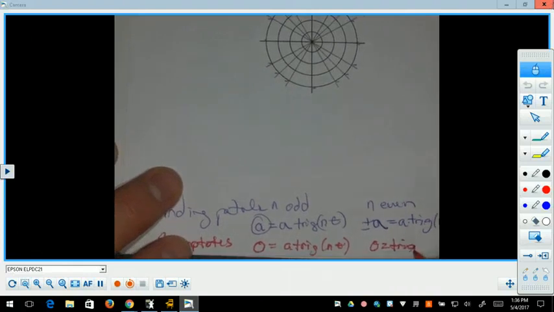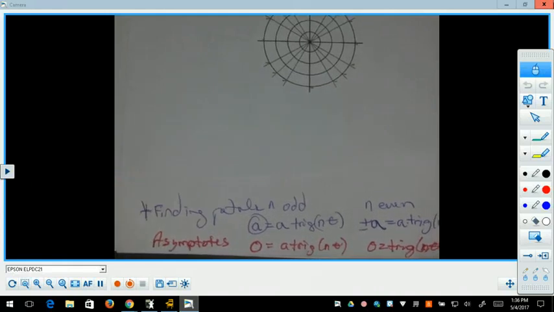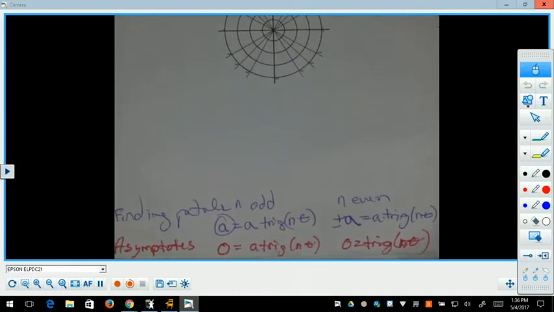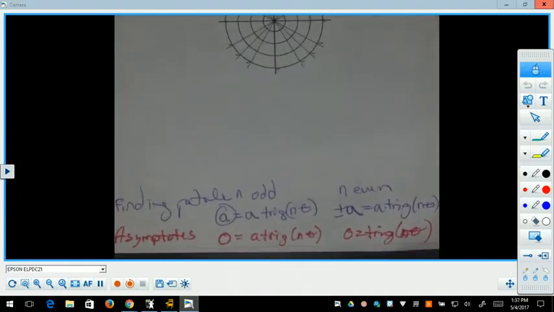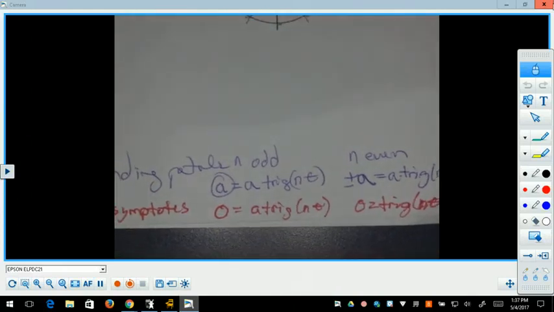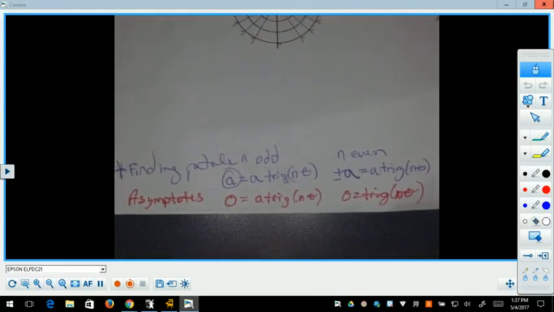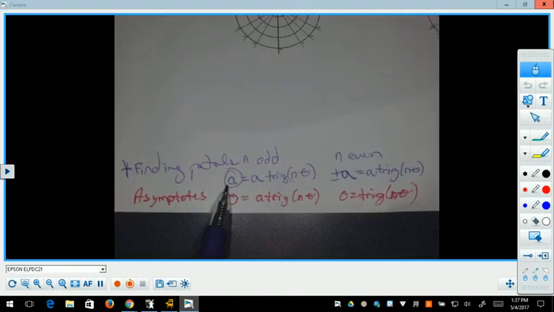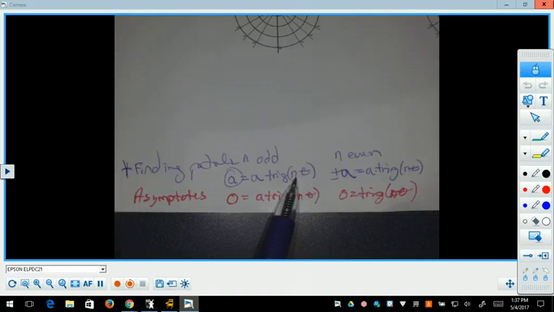We do 2n, but not inside the trig function, not when we're going to solve. So if we're solving for location, that's how we find the locations. I didn't have much room at the top, so I wrote it down here. Finding the petals, we just did this when it was odd. We said the max length is 2, so we set r equal to 2, and we solved the trig function. Then we solved for theta, and we were able to plot it.